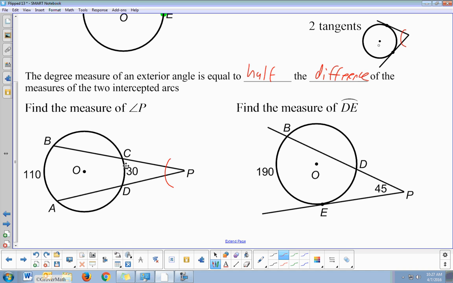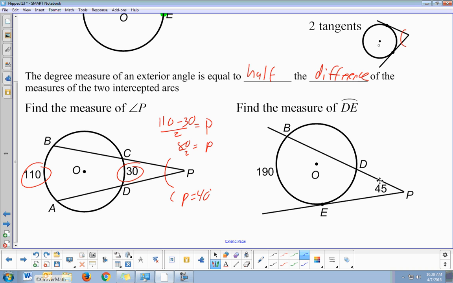Exterior angle. This arc's inside of it, this arc's inside of it. So it's going to be 110 minus 30 over 2 equals angle P. Minus 30 from 110, we get 80. Half of 80 is, let me just fix that. Angle P is 40 degrees, half the difference. Subtract and divide by 2.